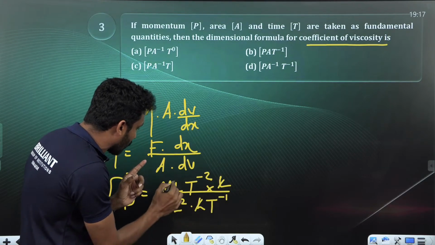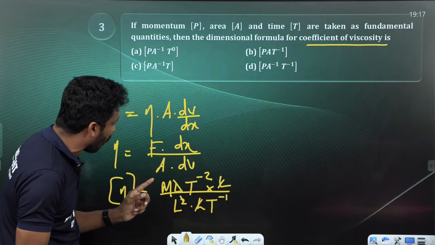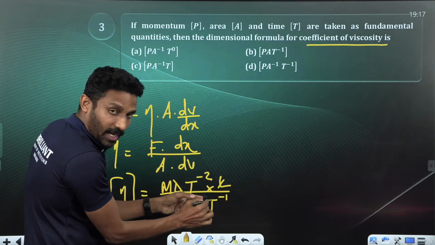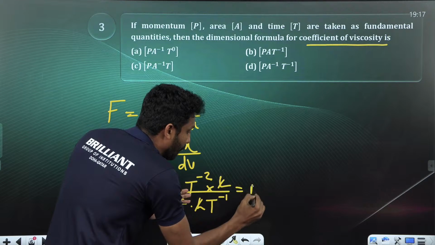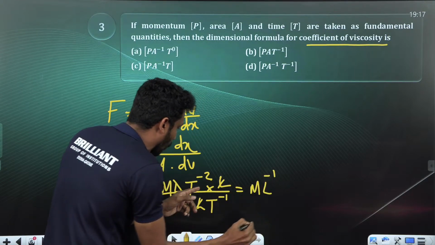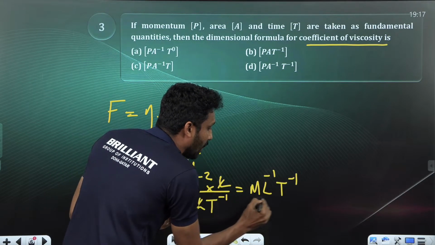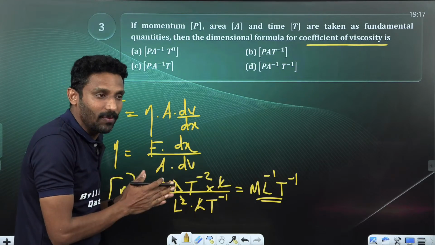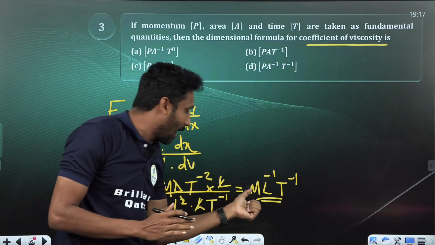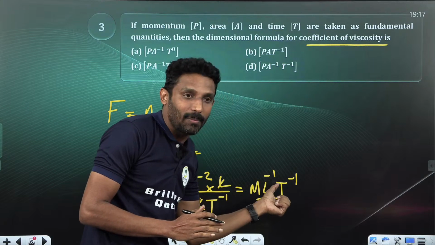One L is cancelled, this L and this L square is cancelled. What we get? T power minus 2, T power minus 1, it becomes T power minus 1. It is M, then L power minus 1, then T power minus 1. This is the coefficient of viscosity. Okay, the dimensional formula of coefficient of viscosity is M L power minus 1, T power minus 1.